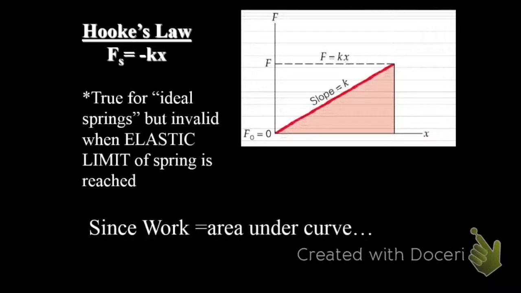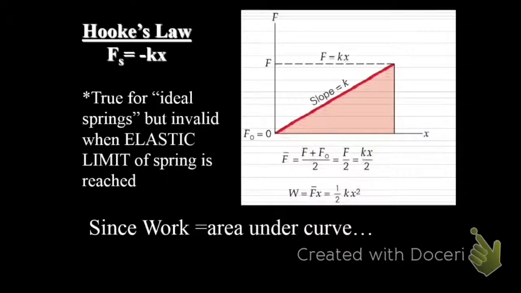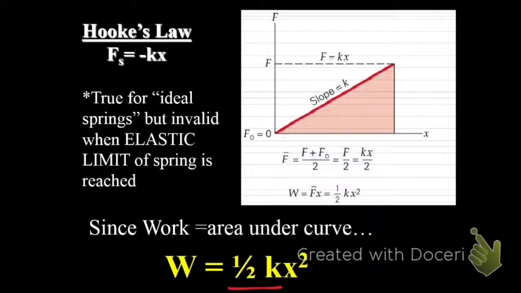But let's derive one more equation here and then we'll wrap up. So work is the area under the curve, so we can rewrite this to calculate the work under the curve. And now the work under the curve, since it's a triangle, is basically 1/2, and we can derive a new equation from that. Work is equal to 1/2 of the spring constant times the displacement squared. So we can figure out how much work is done as you're stretching or compressing a spring.